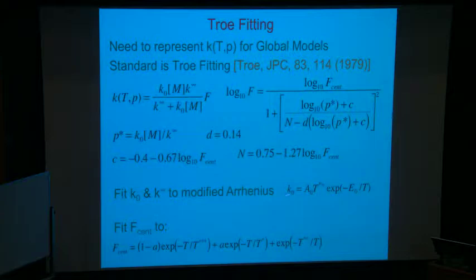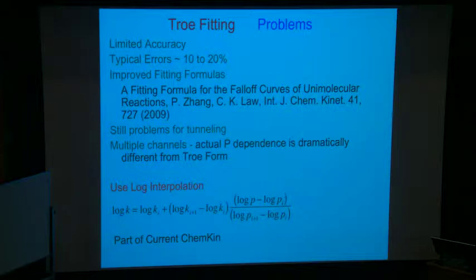We have modified Arrhenius for K zero and K infinity, and then Fcent has some crazy form. I don't know why it's like this, and I can never fit that, and it gets me in trouble all the time. I don't know why we don't use a modified Arrhenius. But anyways, these are the rules for producing pressure dependence. As I said, typical error is 10 to 20%, and sometimes it's much worse even.